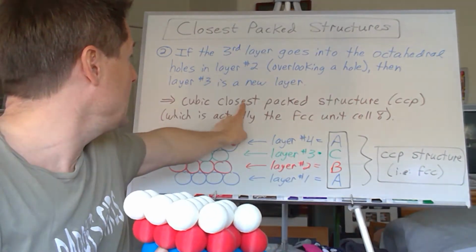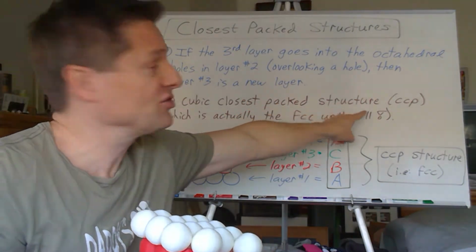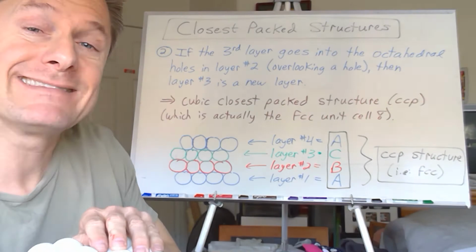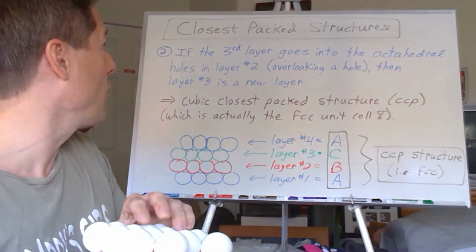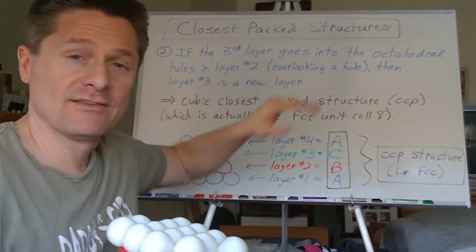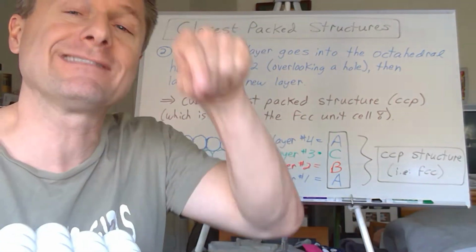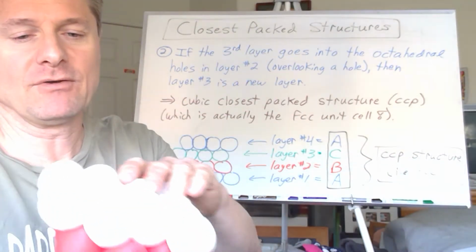That is called a cubic closest pack structure, or CCP. Very different from the hexagonal closest pack. They're both closest packed. They're going to have the same coordination number of 12. But that third layer is going into the octahedral holes, which overlooks the spaces in the first layer.